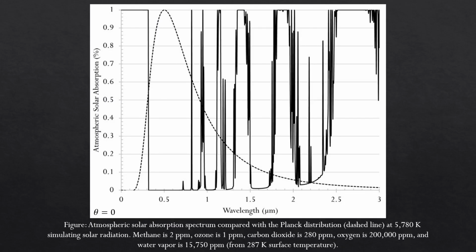Using the analytical equation in Microsoft Excel and data from the HITRAN database, the solar absorption spectrum for sunlight with an incident angle of 0 is shown. The dashed line is the Planck distribution at the temperature of the sun of 5,780 Kelvin. The concentration of absorbing gases are shown as well, with the carbon dioxide concentration being 280 parts per million.